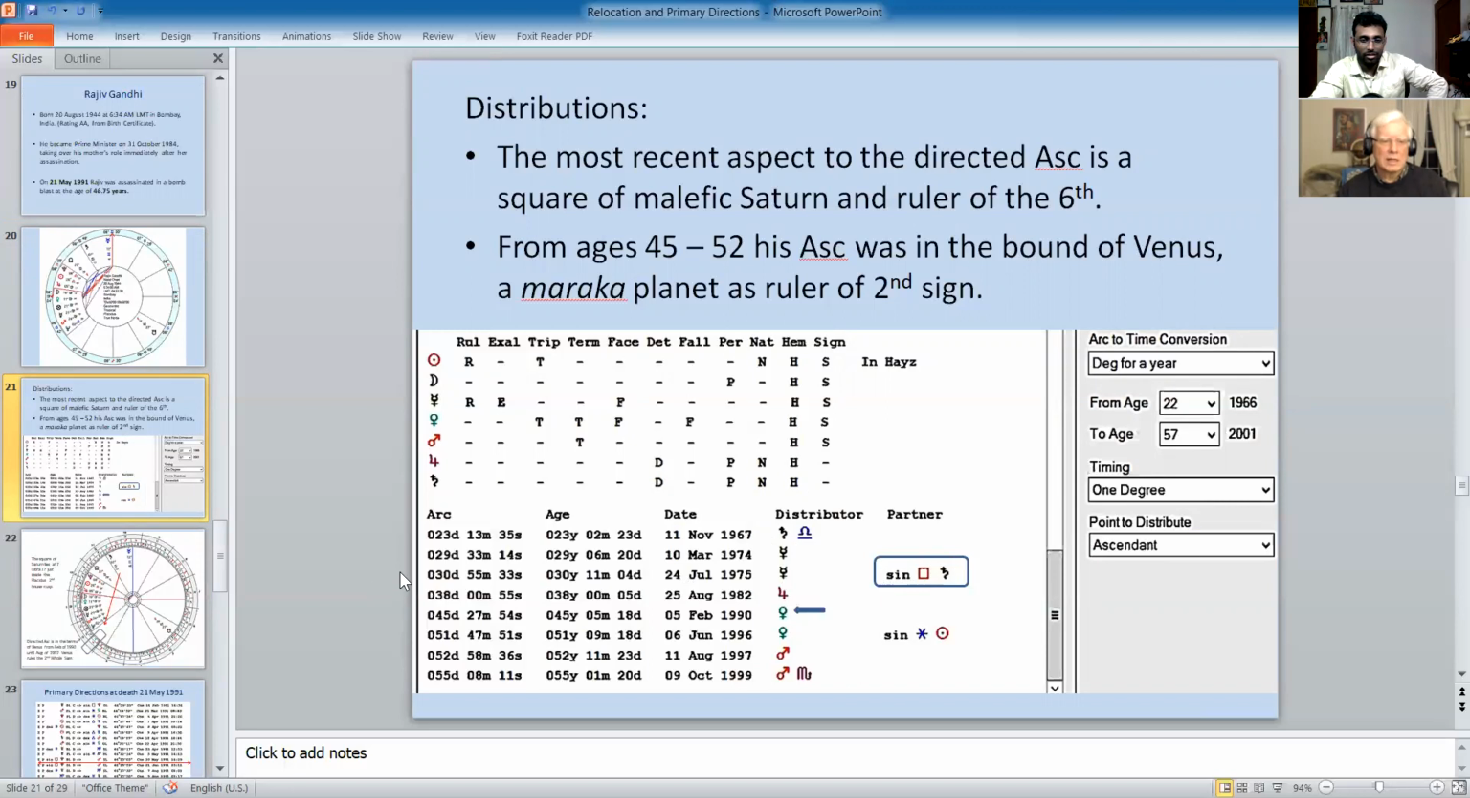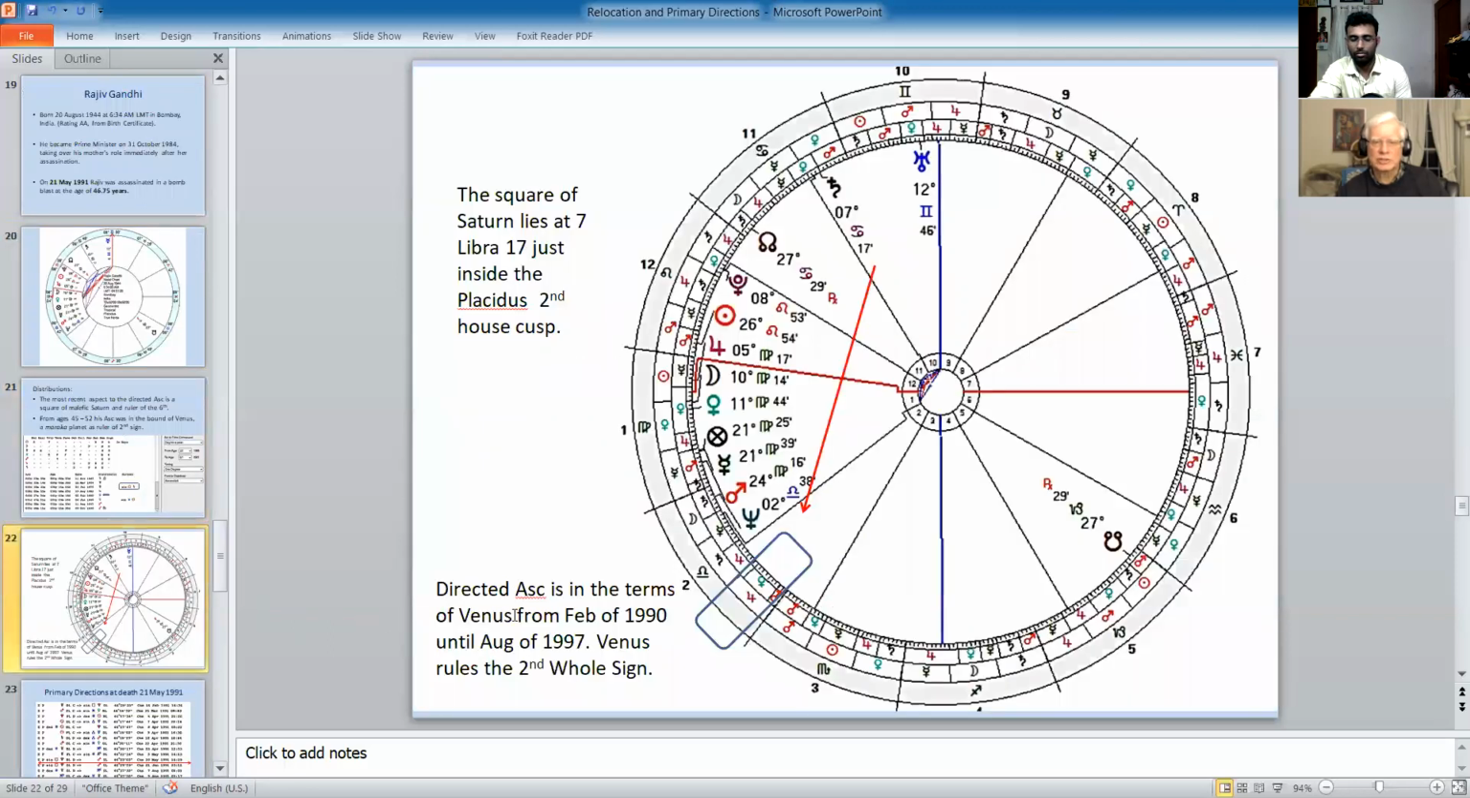Okay. And so this is what I'm interested in. What is Venus doing in his birth chart, and what is Saturn doing, and what is a square of Saturn doing? Because this is what's active at the time of his death. A square from Saturn and the Venus term. So in this chart, this is the area that came to the ascendant at age 46, the Venus term of Libra.